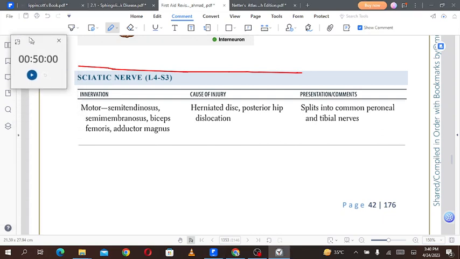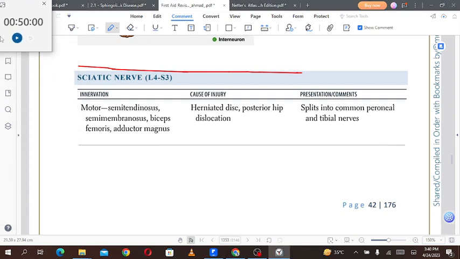Bismillahirrahmanirrahim. Now we will continue from the sciatic nerve onward. I highly recommend for all of you to listen to the dirty medicine mnemonics for the lower limb as well as for the upper limb. They're very good. So let's start.